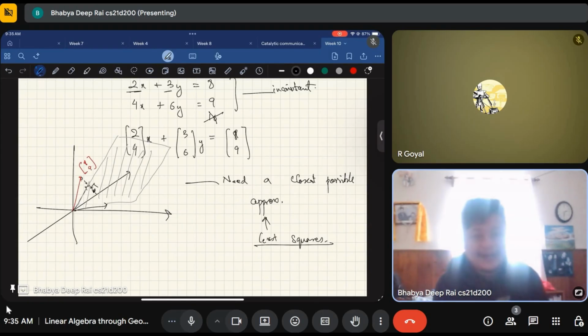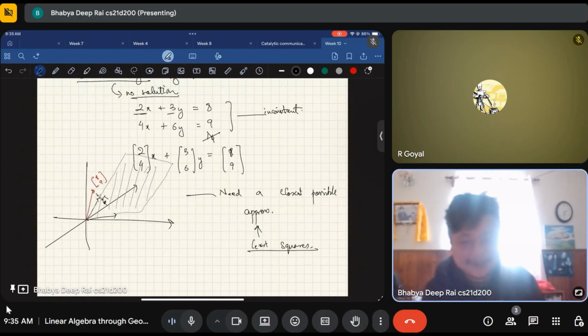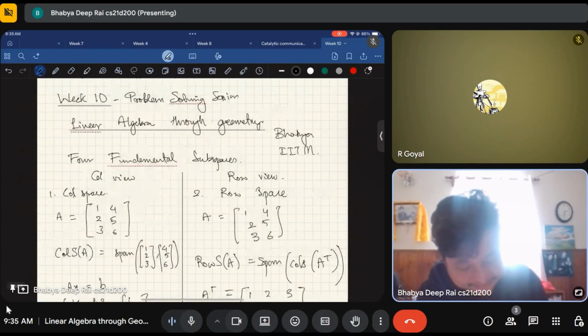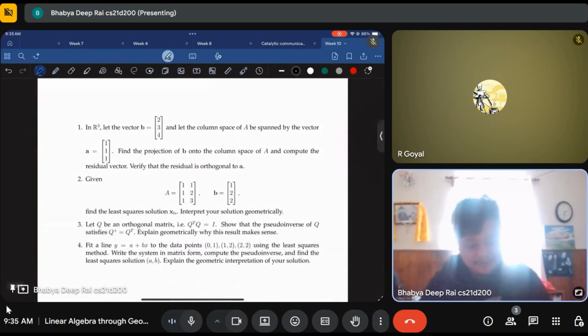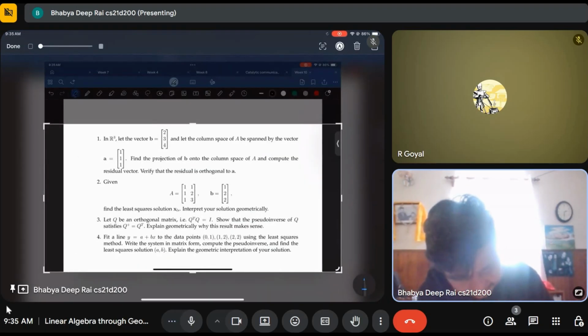Okay, but it's a very profound concept, even though the simplest idea behind it is actually very simple. That is what least square actually does. I'll come to how we get to the least squares, but first I just want to do this quick small exercise.